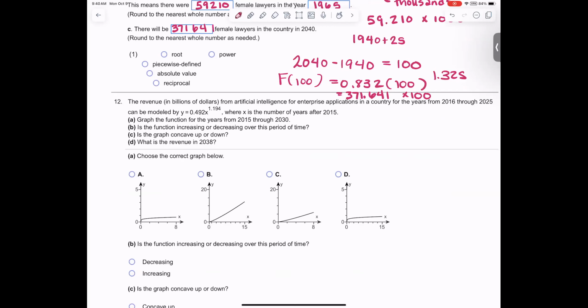Is the graph concave up or concave down? Can you tell me if it's concave up or concave down? It's up, and how do you know that? The exponent is 1.194, which is greater than 1, so this would be concave up. Okay, what is the revenue in 2038?